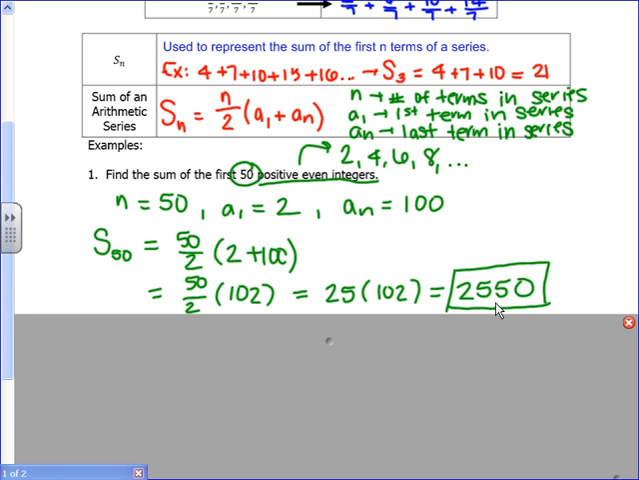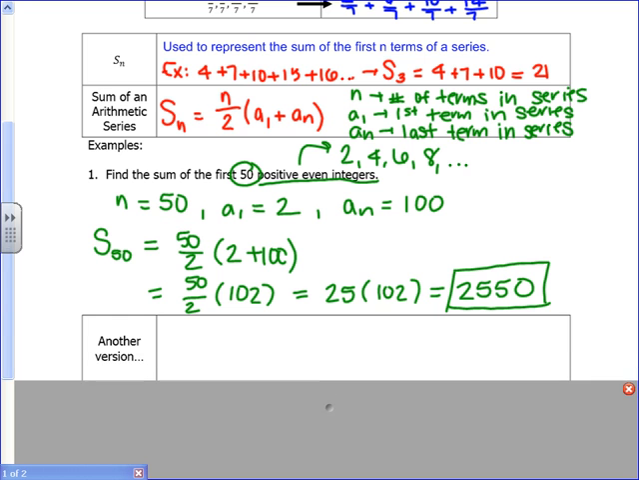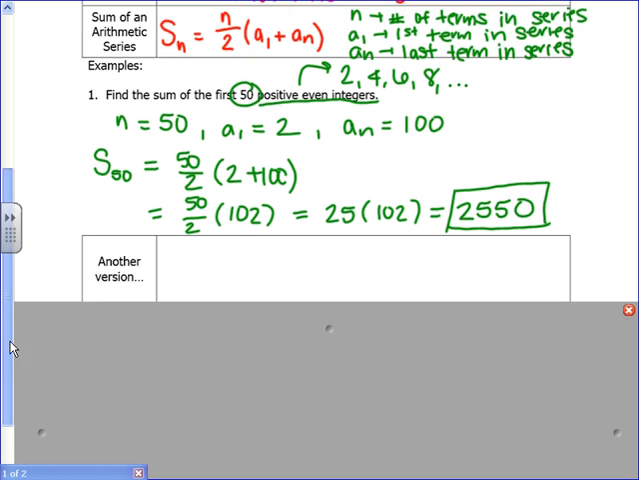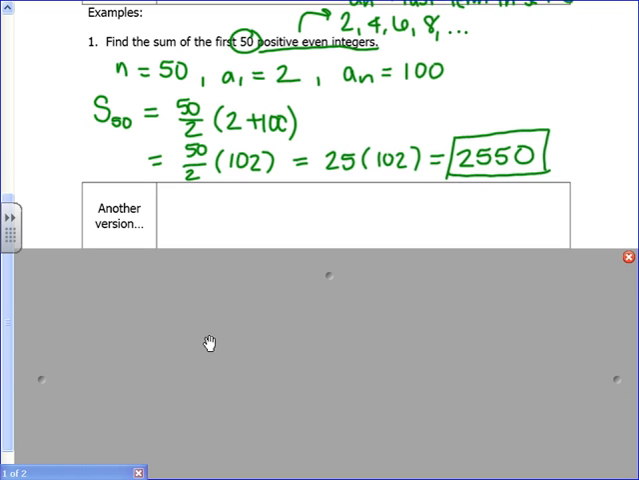Now, could you have taken your calculator and added 2 and 4 and 6 and 8 and all the way up to 100 together and found this exact same number? Yes, but this is a shortcut. This is an easier way to do that. Now, there is another version to this. If you're given a little bit different information, and this is when you're going to use it, let's write this one out as well.